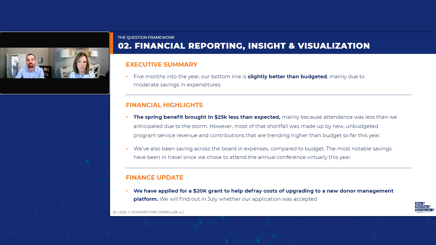The spring benefit brought in $25K less than expected. Then it also includes the why. Attendance was less due to the storm. And then it provides an update. We've applied for a $20,000 grant and when to expect an update on that grant.